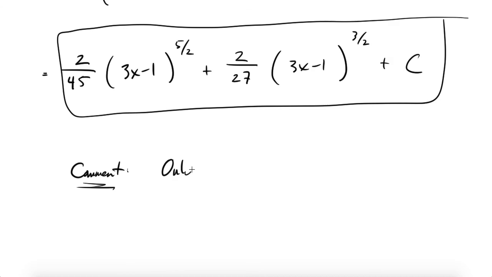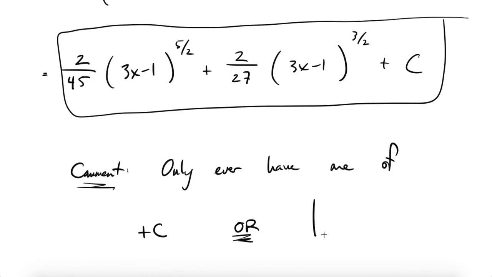It's worth noting here, maybe I should just comment, you only ever have one of plus c, or evaluate from like 1 to 2, or a to b more generally. So if it's a definite integral, you do not need plus c. So if it looks like this, then when you take the antiderivative, you end up with this. If you don't have these things, if they're blank, then you end up with a plus c when you take the antiderivative. So this is more on substitution.